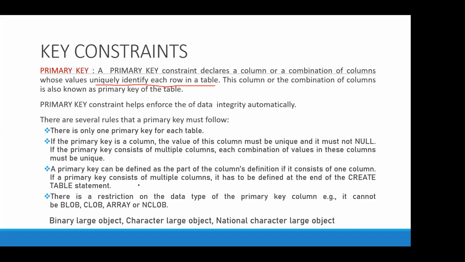Here the primary key consists of a column. This column must be unique. Once you define it, it must be unique and it must not be null. These two points you have to remember. If the primary key consists of multiple columns, each combination of values in these columns must be unique.